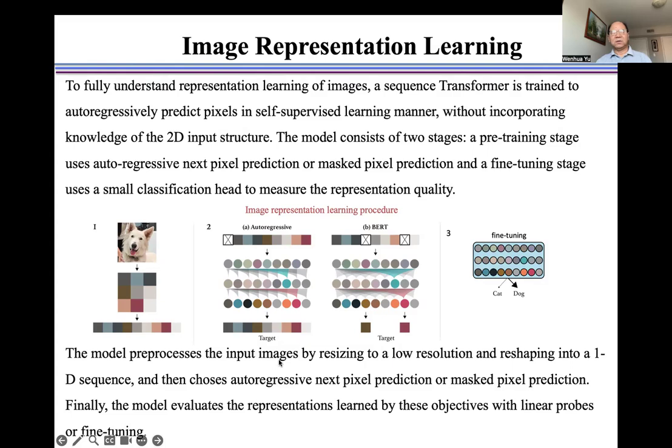The model pre-processes the input images by resizing to a low resolution and reshaping into a 1D sequence, as shown here. And then chooses autoregressive next pixel prediction or masked pixel prediction. Finally, the model evaluates the representations learned by these objectives with a linear probe or fine-tuning, as shown here.